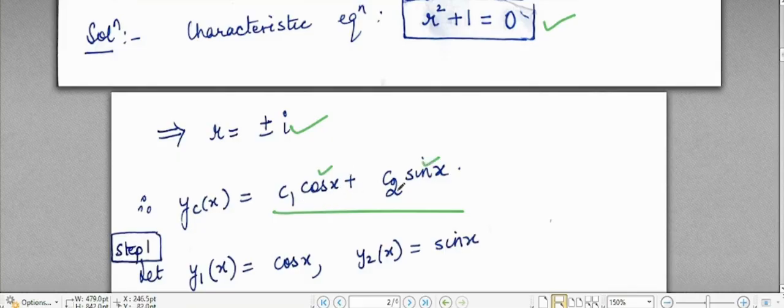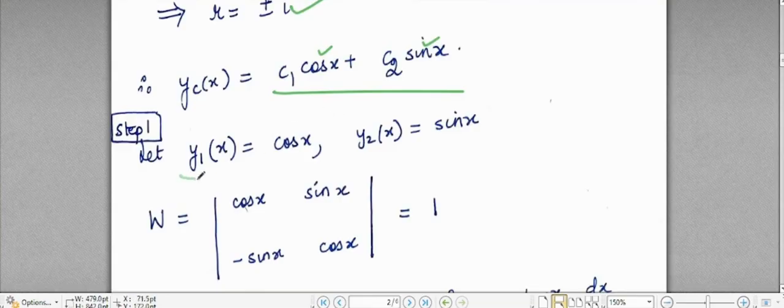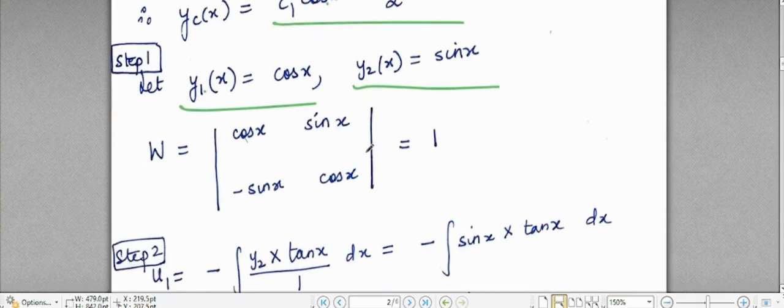Now once you have two linearly independent solutions, the first step is to call one of them y1. Let's call cos x as y1 and sin x as y2. We could have taken cos x as y2 and sin x as y1 also, but once we freeze them, we have to freeze them throughout the process. And then the second thing that you have to do with these y1 and y2 is to calculate their Wronskian. Wronskian we know is the determinant which comprises y1 and y2 in the first row and their derivatives below them. So the derivative of cos x is minus sin x, the derivative of sin x is cos x. So this is a 2 cross 2 determinant.